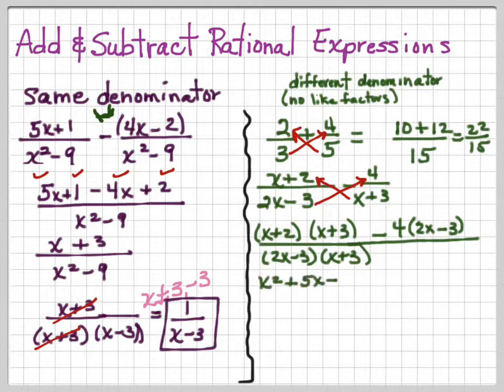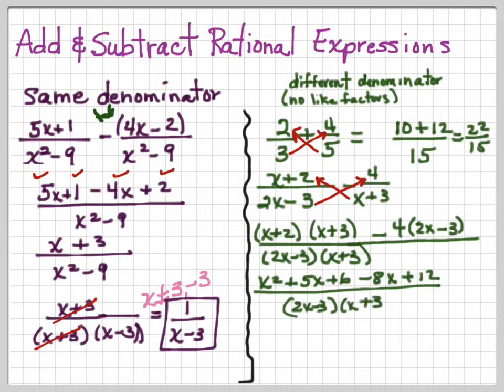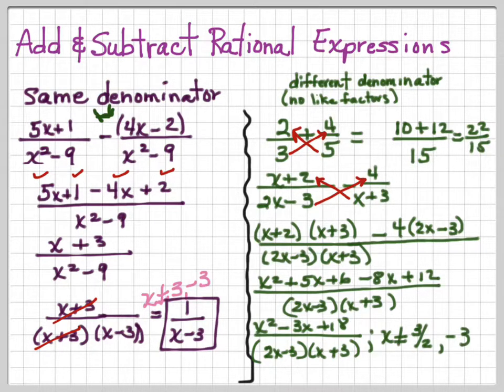So this will be x squared plus 5x plus 6 minus (8x minus 12). Because it's going to be minus 4 times 2x, and minus 4 times minus 3 is plus 12, over our (2x minus 3)(x plus 3). Which gives me (x squared minus 3x plus 18) over (2x minus 3) times (x plus 3). And x cannot be 3/2 or negative 3.